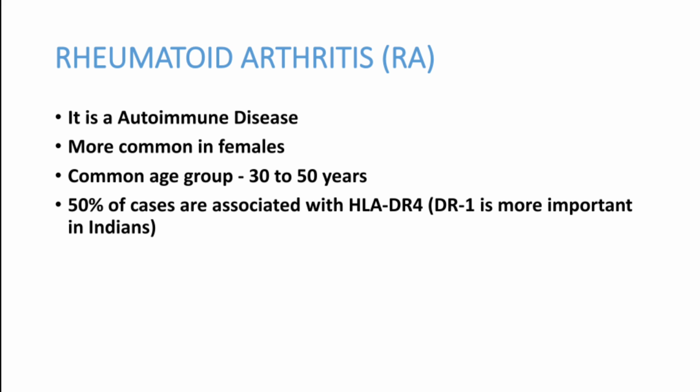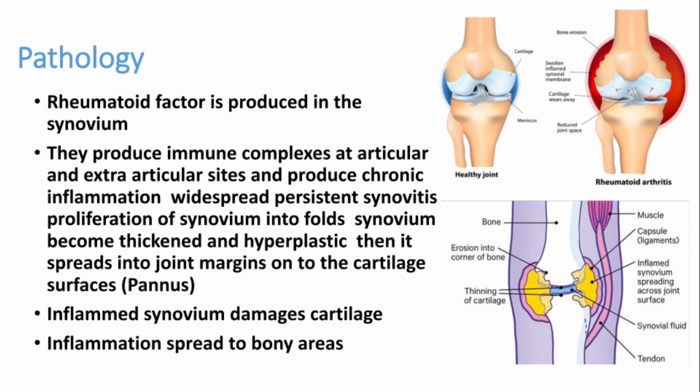The onset of disease after 50 years is very rare. 50% of the cases are associated with HLA-DR4. So these are the major features of rheumatoid arthritis. Now we'll go in detail about this inflammatory polyarthritis. It is a problem in the synovial joint.